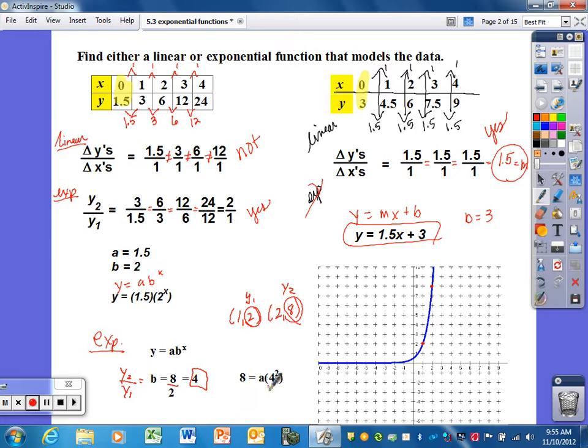But I don't have A. So I can just stick in this point. y is 8 equals A, which I'm looking for, times 4 to the x, which is 2. So this becomes 8 equals A times 16. Divide by 16, and A is 1/2. So my equation is y equals 1/2 times 4 to the x.